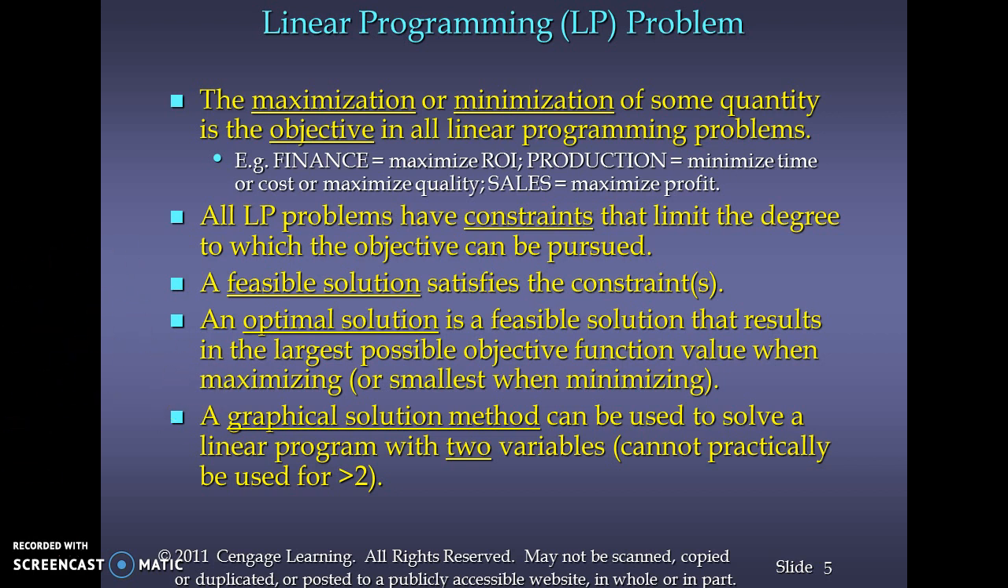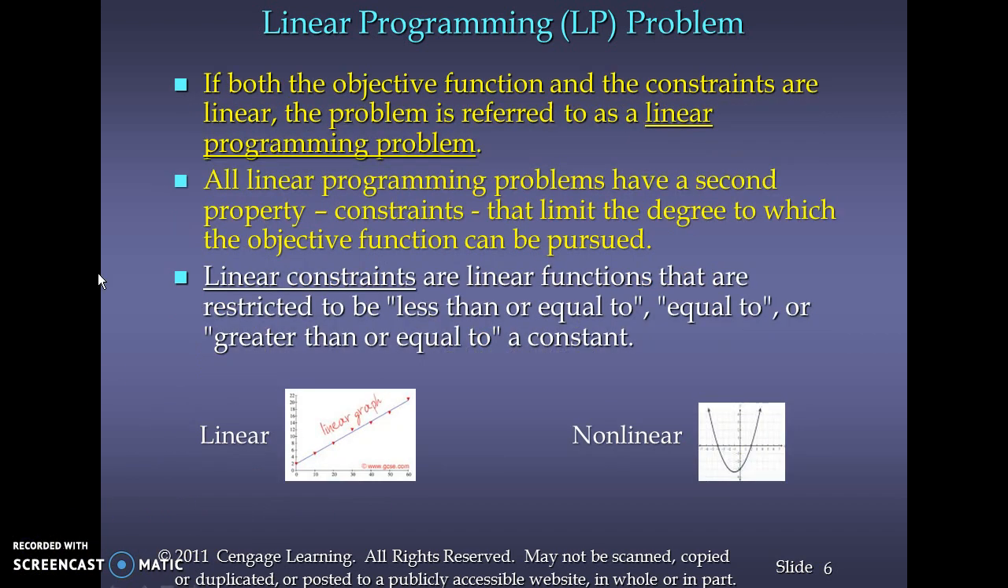And lastly, a key element when we're doing things manually in a graphical solution method: we can only solve using two variables. We cannot, in a practical way, do it for more than two variables. We'd have to have a third axis, x, y, and z axis. We're going to stick with matters and only have an x and a y axis. All right, let's keep moving on with some of these premises.